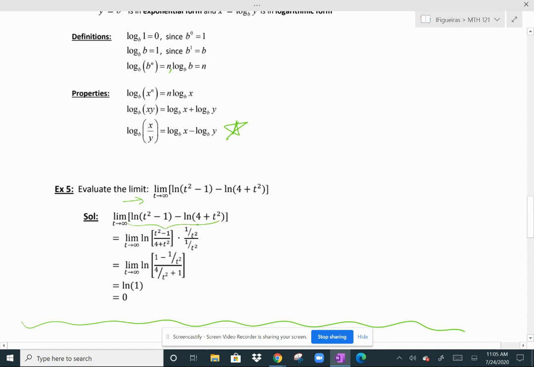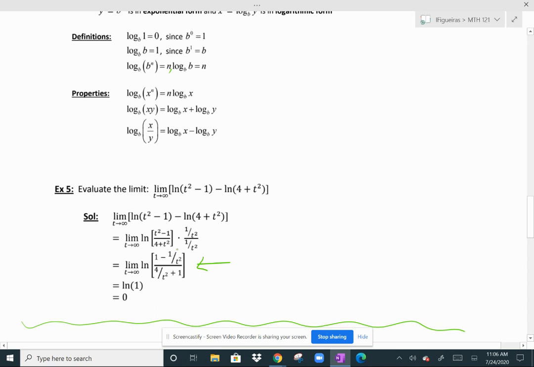So this gets rewritten in this way. Then I can use the trick that I used in a few examples, which is to multiply the numerator and the denominator of this rational expression by the reciprocal of the variable term with the highest exponent, which is 1 over t squared. If I distribute that, you get what you see here. I have the limit as t approaches infinity of ln of 1 minus 1 over t squared, divided by 4 over t squared plus 1.